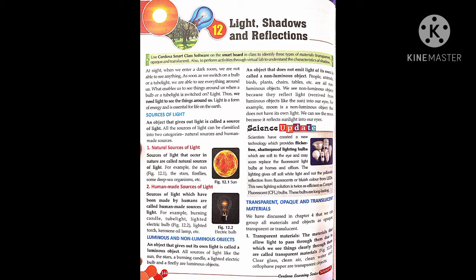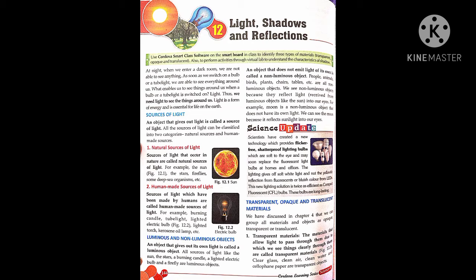Now, sources of light. Now we have read what light is. So where does this light come from? All the objects that give out light are called a source of light. An object which gives light is called a source of light. This source of light can be categorized into two forms, natural and human-made. So let's discuss natural sources of light and human-made sources of light.